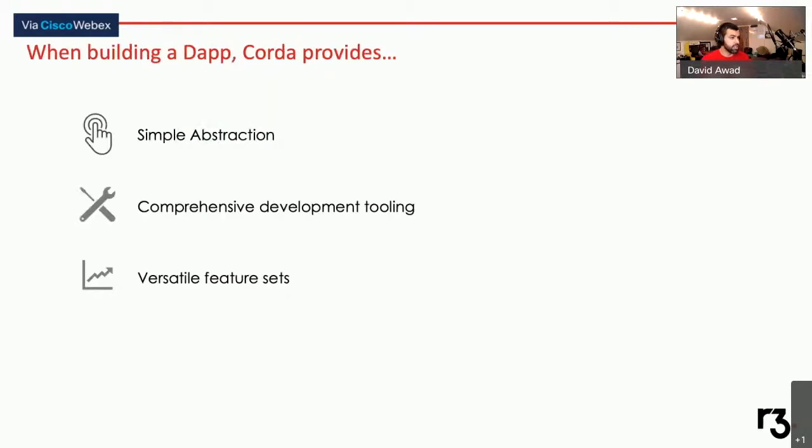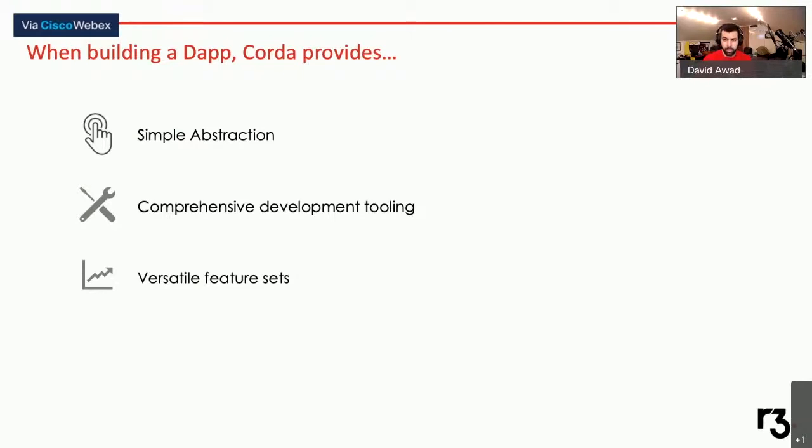So just to finish this recap and bring it back together, when you're building a distributed app or a CorDapp, Corda provides you some really simple abstractions, right? You have a pretty low learning curve. We support Java and Kotlin and other JVM compatible languages if you're curious. We abstract away the complexity of updating a distributed ledger technology, and we also have some great development tooling.